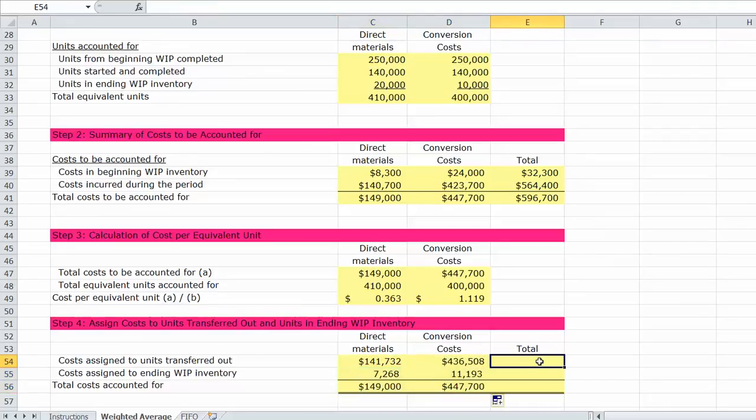In terms of our total cost, then, we simply add conversion with direct materials for units transferred out, add conversion with direct materials for ending work in process, and we confirm that the $596,700 in cost that we had to account for equals the $596,700 of cost that we needed to account for.